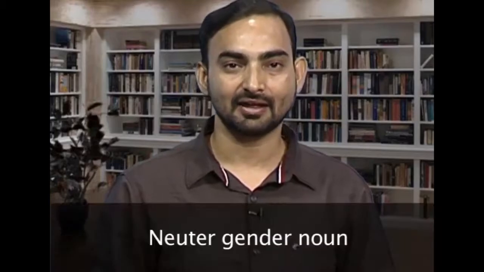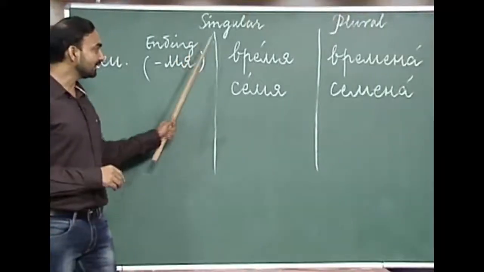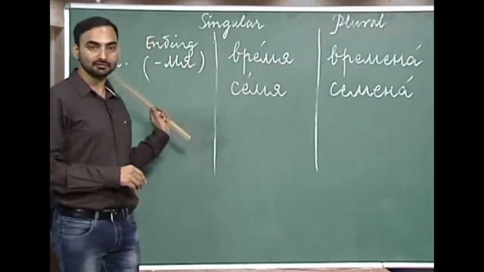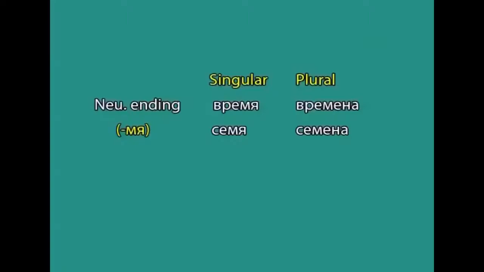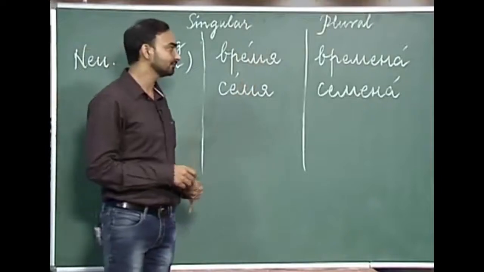While discussing gender of a noun, I had told you that there are very few nouns with mya endings, and mya ending nouns are neuter gender nouns. So, let us see how to form plurals of mya ending nouns. I have written here two nouns with mya ending, and these two nouns are neuter gender nouns. The first one is vremya, vremya is time, and the second one is semya, semya is seed. So, how do we form plurals of these two neuter gender nouns?